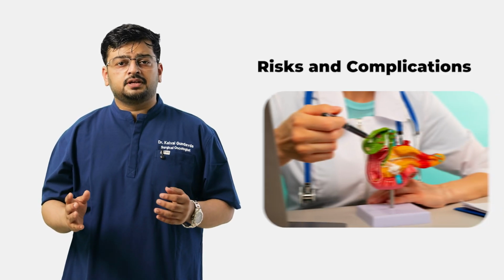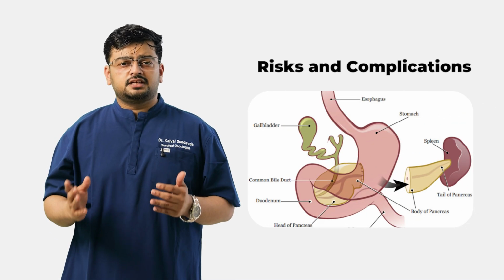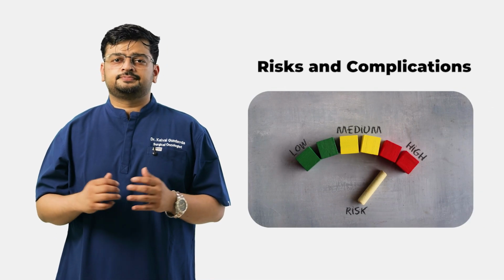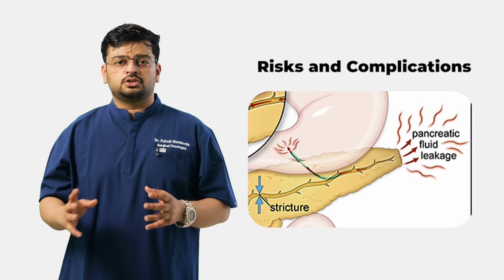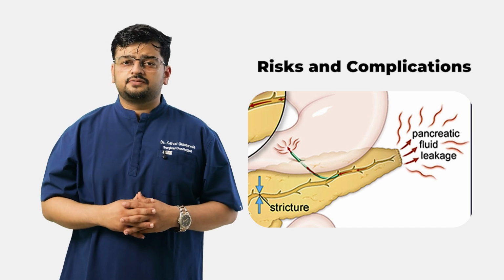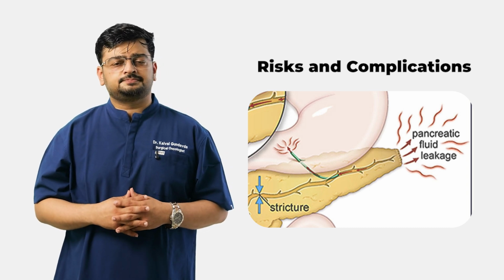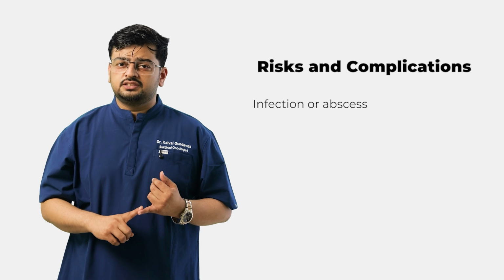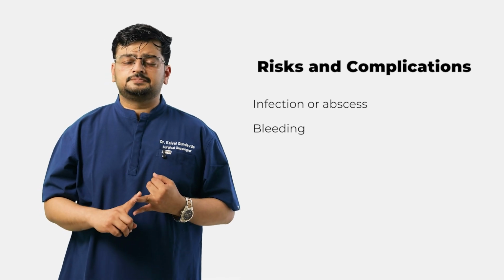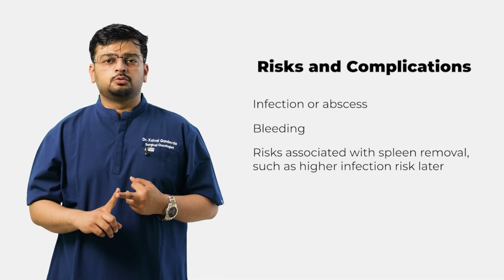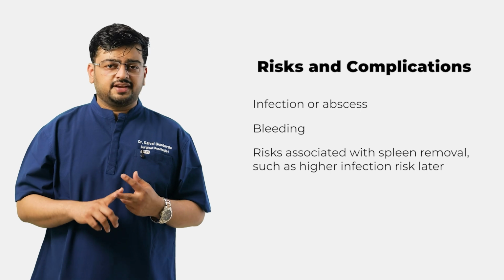Even though it is a simpler operation, distal pancreatectomy still has risks. The biggest one is a pancreatic fistula, which is leakage of pancreatic juice from the cut surface of the pancreas. Other risks include infections or abscesses, bleeding, and risks associated with spleen removal, such as a higher chance of infection later. To reduce fistulas, surgeons refine closure techniques, using staplers, sutures, or reinforcement with mesh or patches.